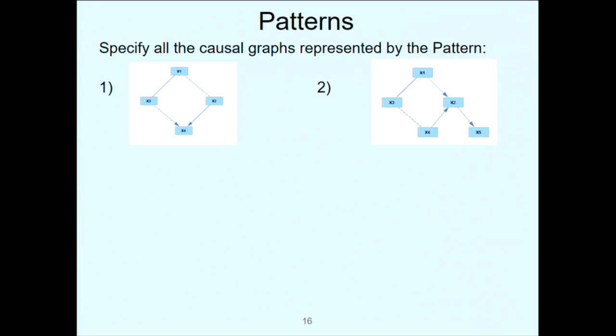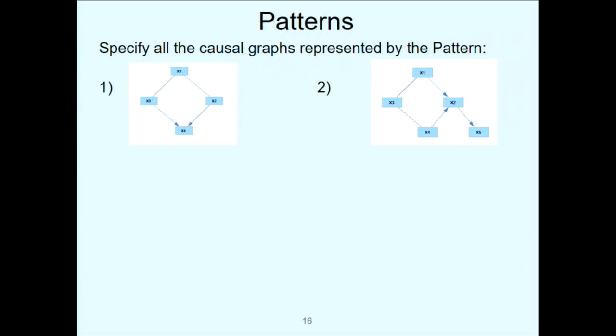Those are the patterns. Specify all the graphs that are represented by these two patterns. Now, if you can't see that in the way back, x1 is the top variable, x2 is on the right, x3 is on the left, x4 is on the bottom. This edge is undirected, this edge is undirected, these two are directed into x4.